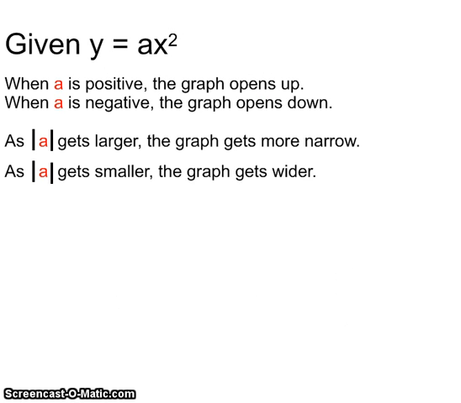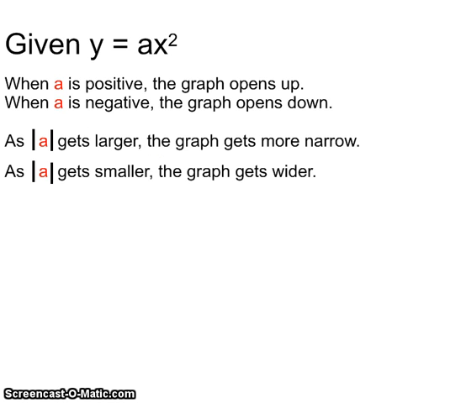Now, as we graph more of these quadratic equations, you're going to find that certain parameters affect the shape of the graph. And the first one we're going to have here is the number multiplied by x squared, a. When a is positive, the graph opens up. When a is negative, the graph opens down. And as the absolute value of a gets larger, the graph gets more narrow. And as the absolute value of a gets smaller, the graph gets wider.